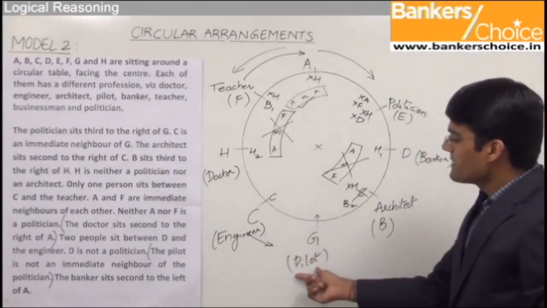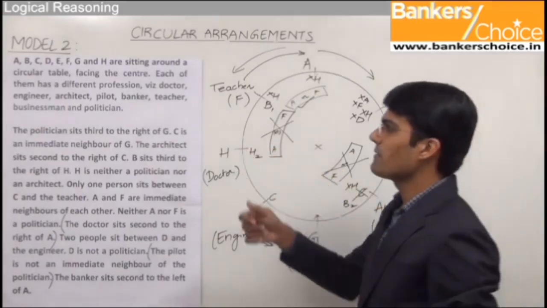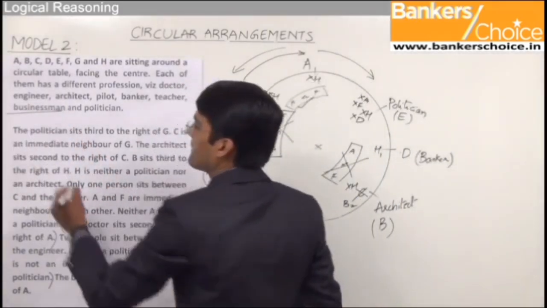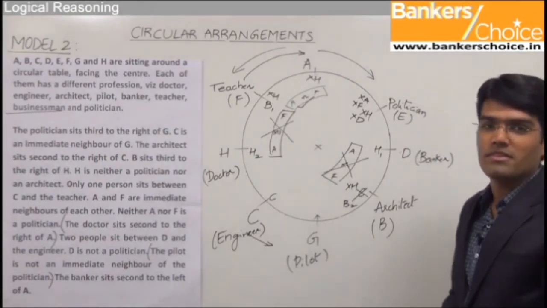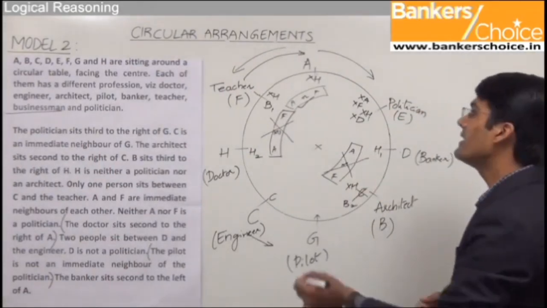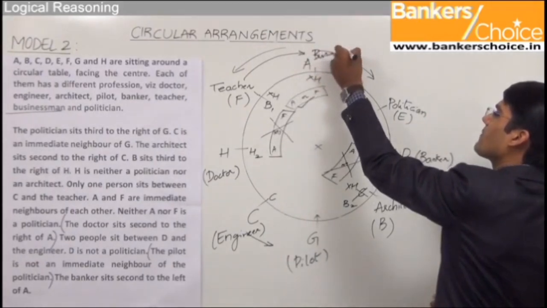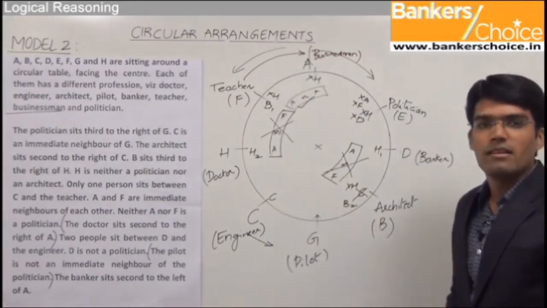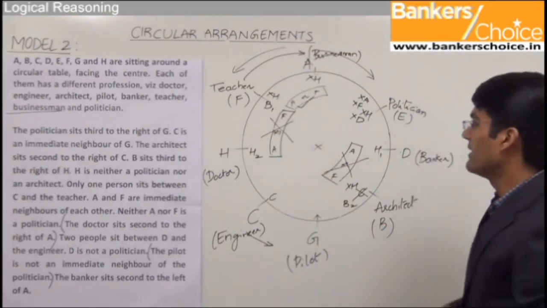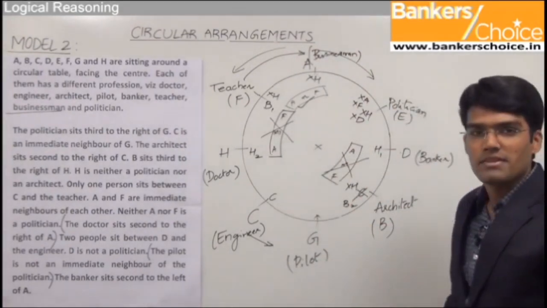Now once we have fixed the position of pilot, the only profession left out from the given professions is the businessman. And the only person who has not been assigned the profession is the person A. So very clearly we can say that A is the businessman. And this completes the complex circular arrangement. That is, all the 8 persons have been fixed with their correct professions.